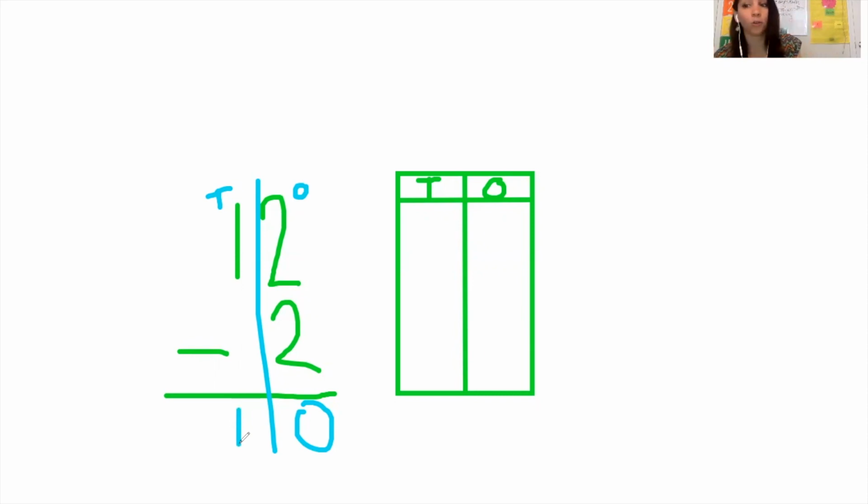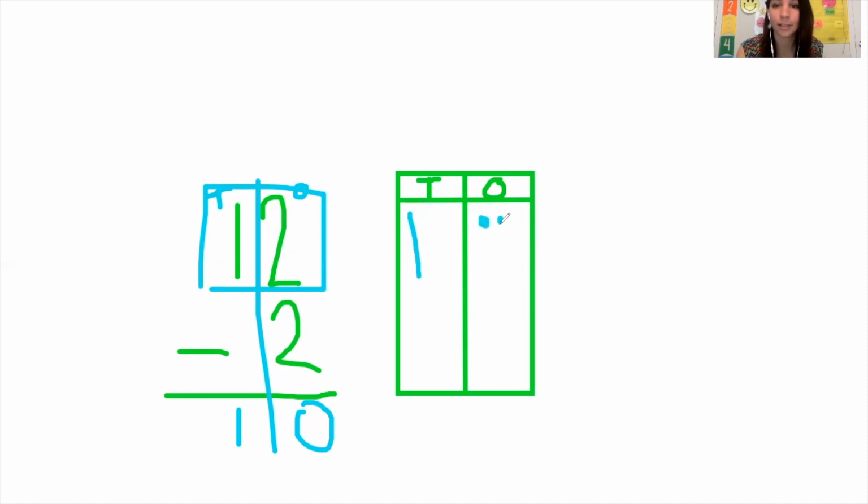Now, you could have also drawn it. Remember, drawing it is optional, but I'm going to go ahead and do it. So first I'm going to draw what I see. I'm going to draw my whole number, 12. 1 10, 2 1s. Now remember, I am not going to draw this one because that's what I'm taking away.